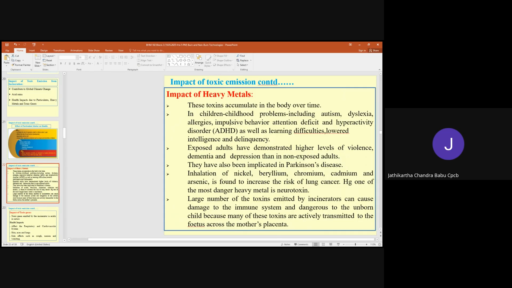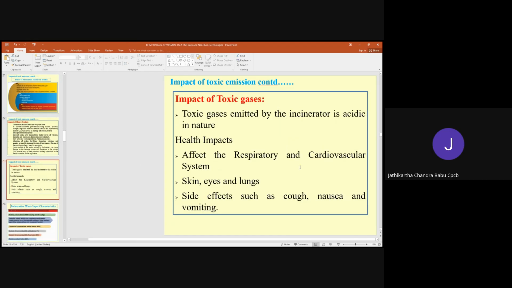And apart from this, toxic metals accumulate in the body over time. If mercury is there, mercury will accumulate in the body. Large numbers of toxins emitted by incinerators can cause damage to the immune system and are dangerous to the unborn child, because many of these toxins, like mercury, are actually transferred to the fetus across the mother. If mercury emissions are there, that may become a part of the child who is about to be born. If it is mercury, you might have heard of the Minamata Convention and the Minamata problems. In Japan, there was a problem because of mercury emissions at a place called Minamata.